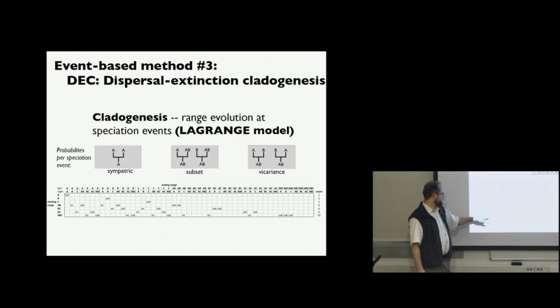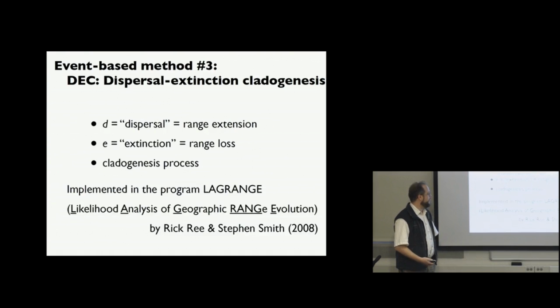So you can see on this bottom row, if the ancestor is living in all areas, there are 12 possible ways to split up that range or have a subset speciation event of that range. And each of those is given a conditional probability of 1/12. And this is the model. This is a fixed model that you can't really change. It's just the assumption. Anyone who uses Lagrange is making this assumption, and I think it's often not really recognized that that's what's going on. But this is the state-of-the-art model as it exists.